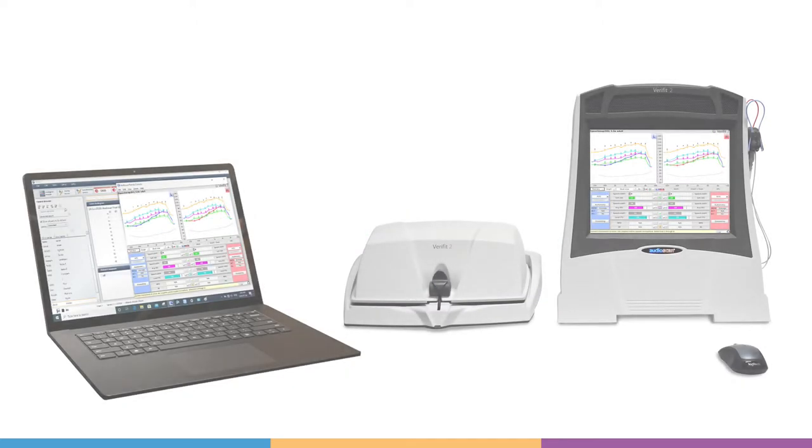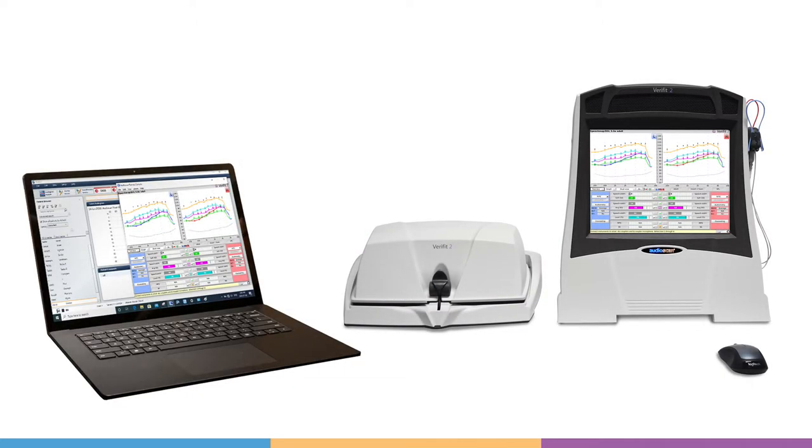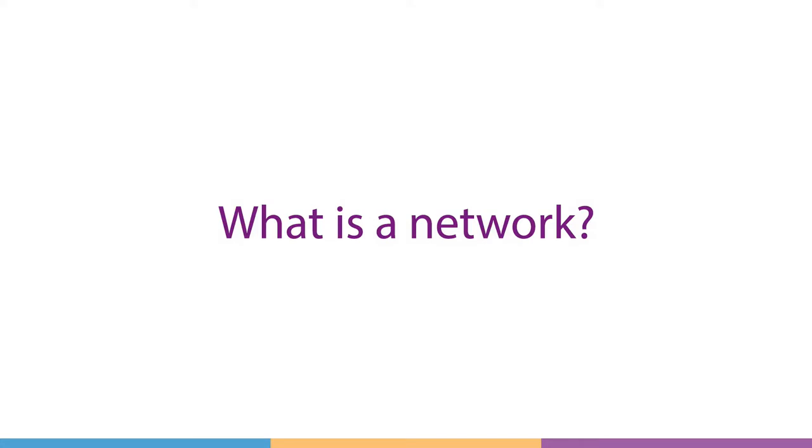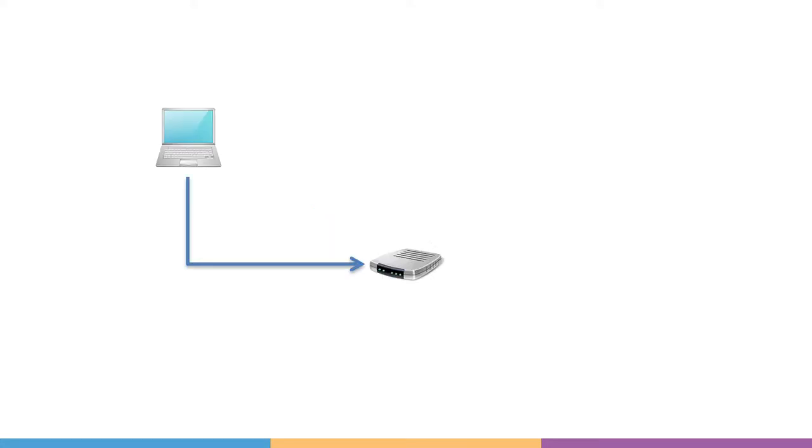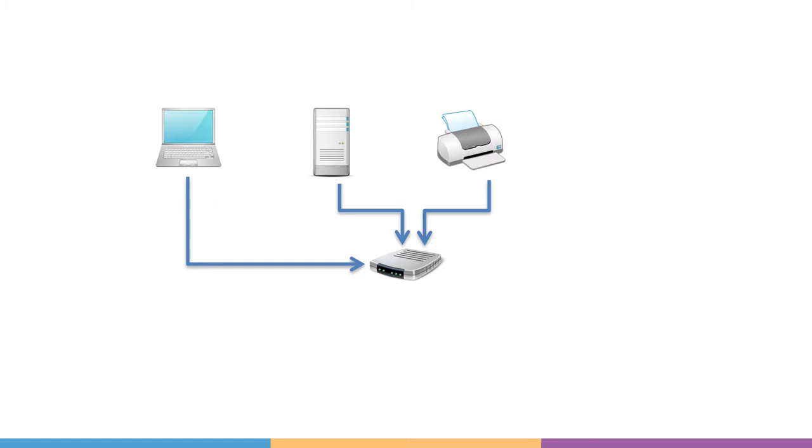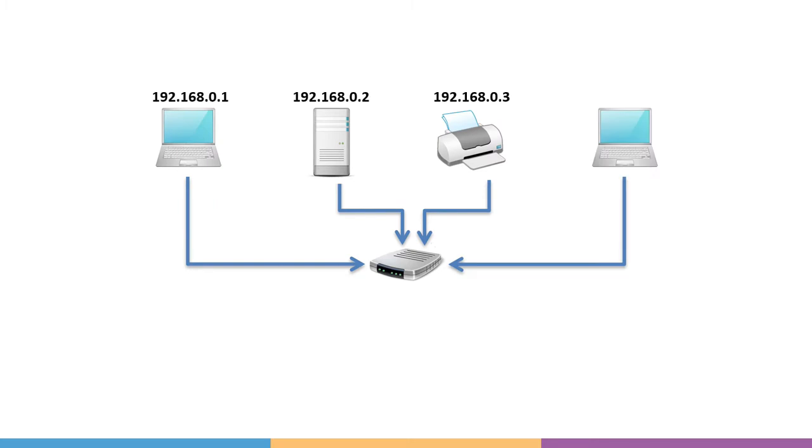As a standalone unit, the Verifit2 is essentially a computer itself, and the standard method used today to connect two computers together is through a network. In a nutshell, a network is an interconnected group of devices which can communicate with each other. Each device has its own unique address, which is how the flow of data is managed.